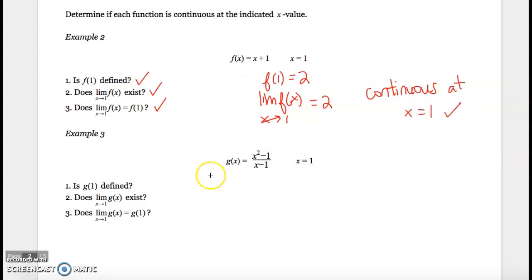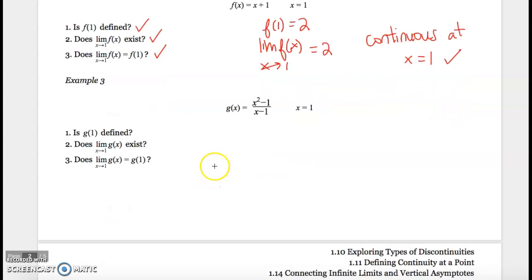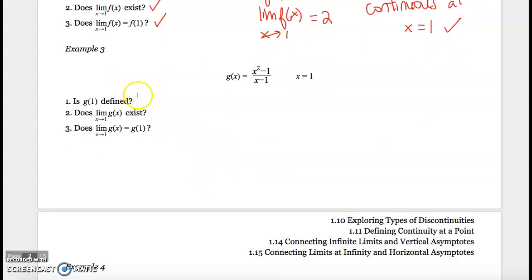All right, and now let's go ahead and try another example. First and foremost, we have to see, is g of 1 defined? If I just plug g of 1 in, I get 1 squared minus 1 over 1 minus 1, and I get 0 over 0, which is undefined. So it automatically fails.